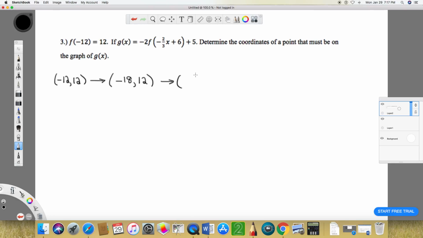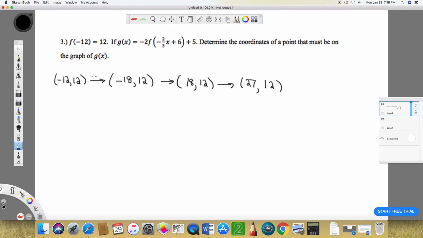Then this negative sign is going to be a reflection across the y-axis. It's going to change the sign of x to 18. And instead of taking 2/3 of 18, we take the reciprocal, which is 3/2. So this is going to be a horizontal stretch by a factor of 3/2. 3/2 of 18 is 27.